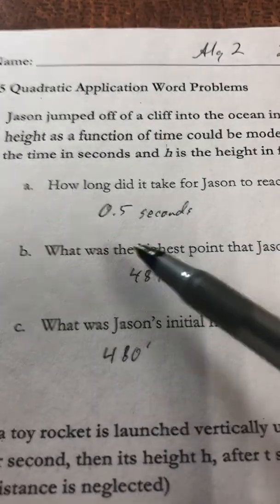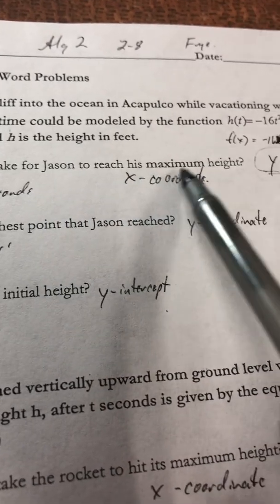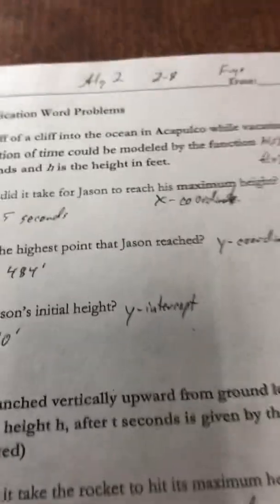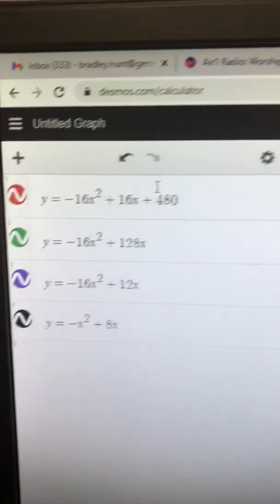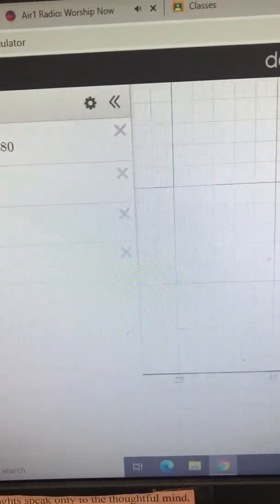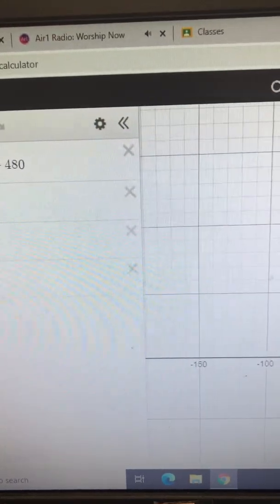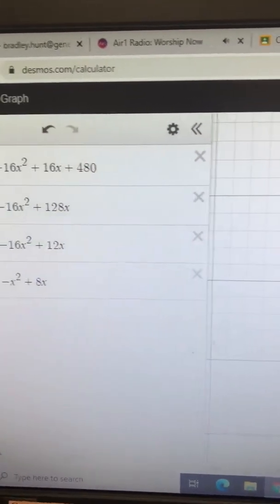This is the one that I did in class. So figured out how long will it take for Jason to reach his maximum height. I think I did put this one on there, 480. Yeah, I did. It's the red one. So this is Desmos, and so it's going to be the red one. So I have to go way out. I mean, way out. Okay. And so I'm going to zoom in here.